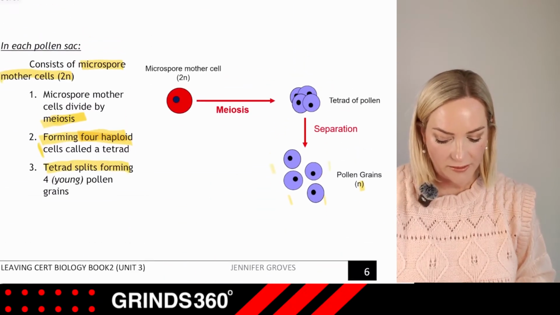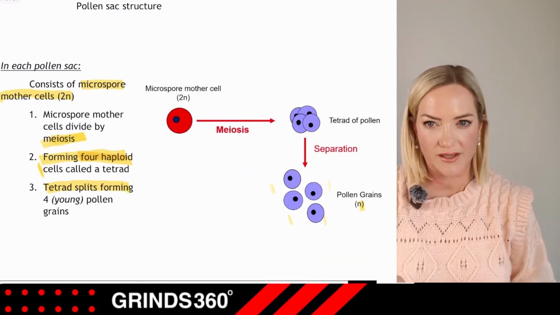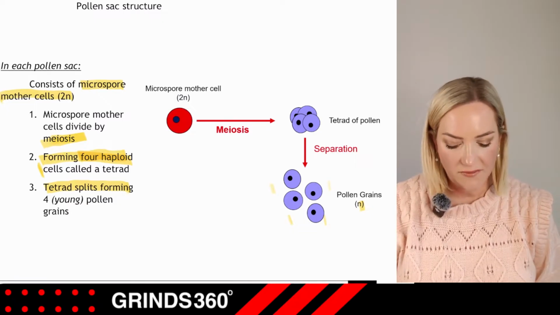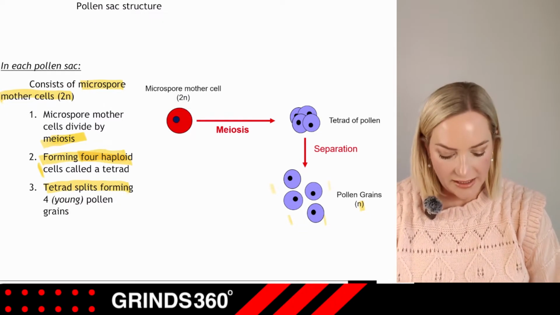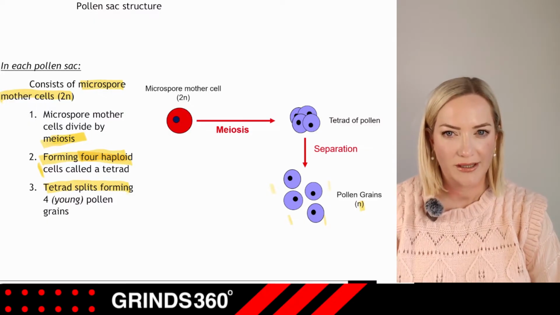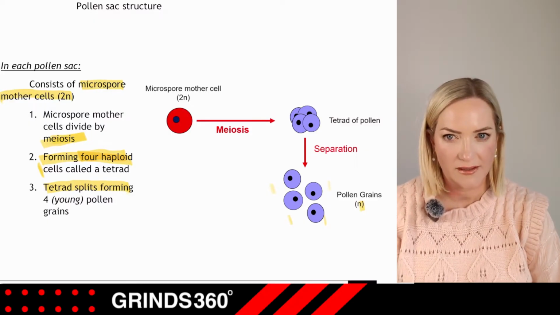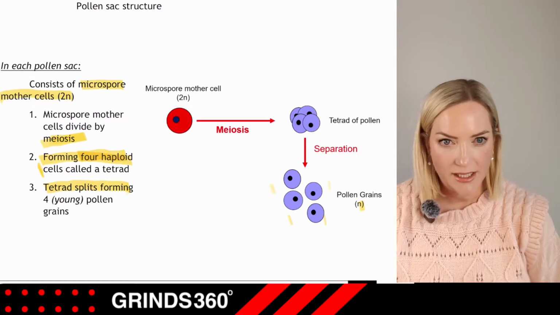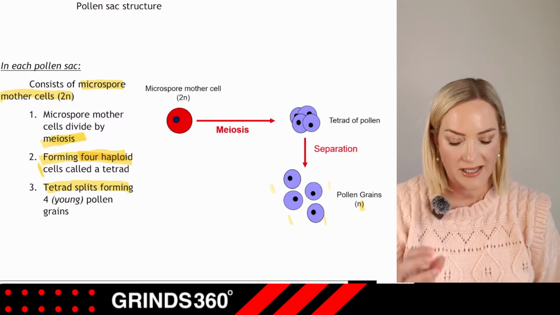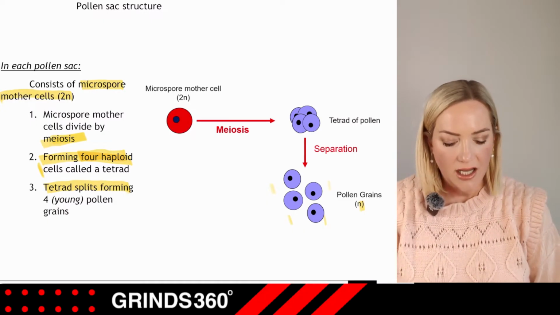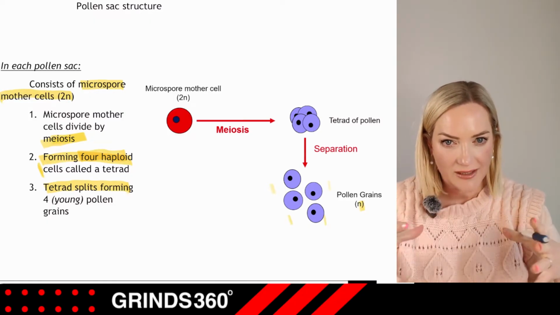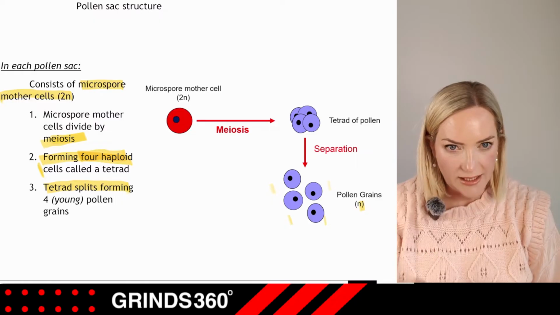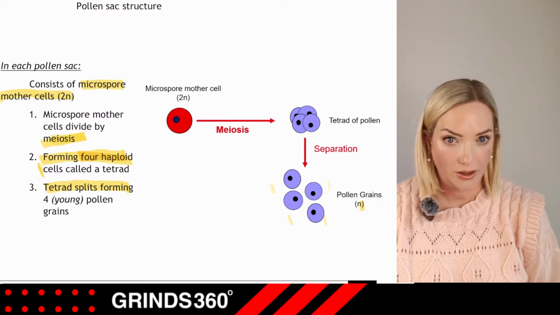So to go back over, our microspore mother cell, which is diploid, is going to divide by meiosis to form a tetrad of pollen. That means each one of these is haploid, since it was divided by meiosis. To remind you, diploid means 2 sets of chromosomes. So that's your link back in with the genetics. Our tetrads are joined together, and they will separate. Each one of these is your young pollen grain.